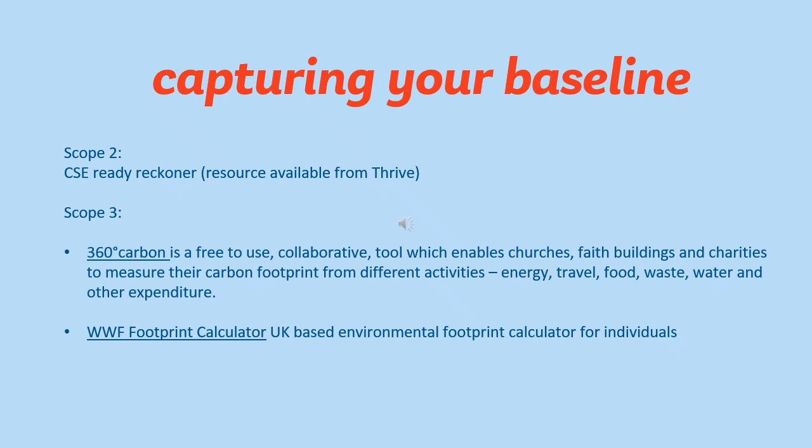For your scope 3 emissions, these are harder to capture, but we do suggest that you choose a tool and stick with it for consistency. So a couple of examples here. 360 Carbon is a free-to-use online tool available to churches, faith groups and charities. And there's also the World Wildlife Fund's footprint calculator, which is for individuals looking to calculate their baseline.